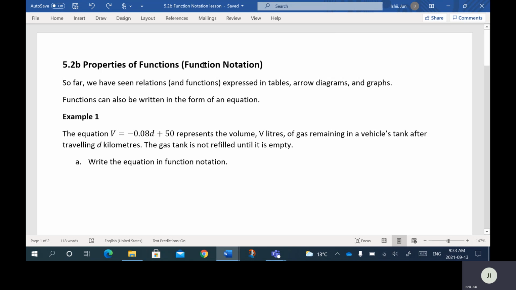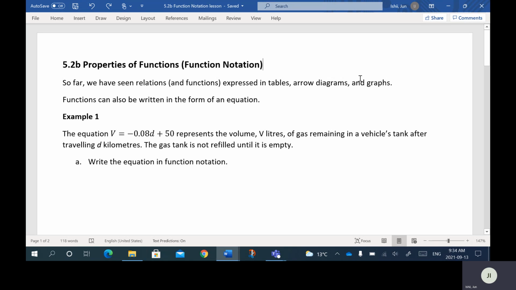All right. So far we have seen relations and functions. Remember, a function is a type of relation. So all functions are relations. However, all relations are not functions. It's just a subgroup of relations. So anyways, we've seen relations and functions expressed in tables, arrow diagrams, and graphs. Okay, so that's from the previous two lessons.